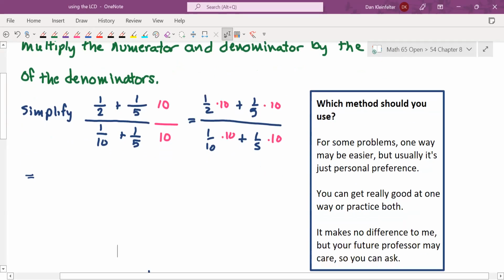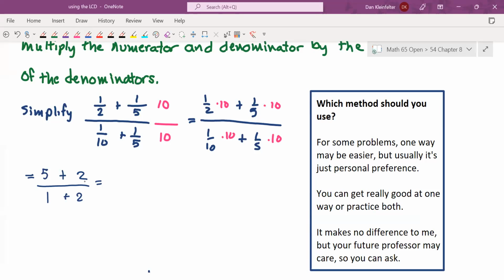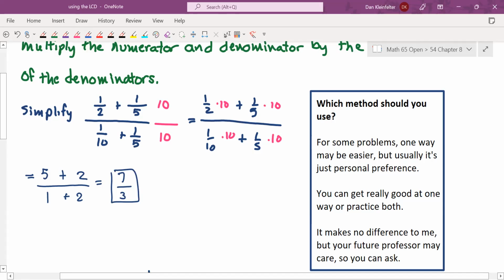And so we'll have, on simplifying, 1/2 times 10 is a 5. And then 1/5 times 10 is 2. 1/10 of 10 is 1. 1/5 of 10 is 2. Okay, and so that makes it so that the fractions are gone. If at this point the fractions are not gone, then either you picked the wrong LCD or you didn't simplify or multiply correctly. So this will give us 7/3, and that's the end of it.